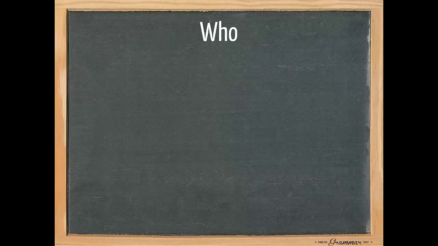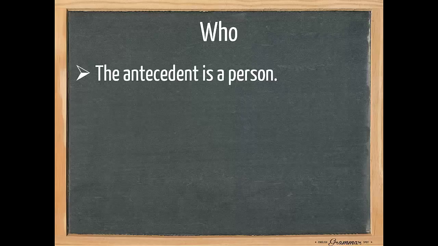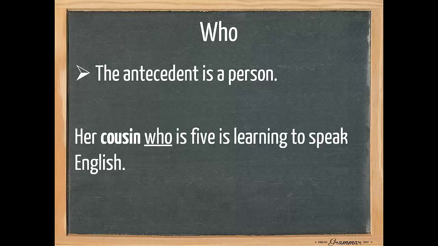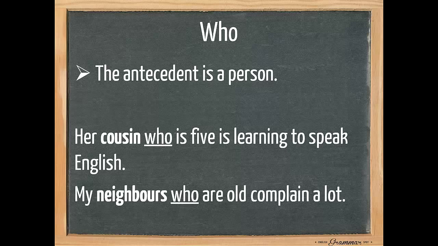Now let's take a look at our first relative pronoun, who. We use who when the antecedent is a person. For example, her cousin, who is 5, is learning to speak English. Cousin here obviously is a person, so we use who. My neighbours, who are old, complain a lot. Neighbours here are people, so also persons, and we use who.